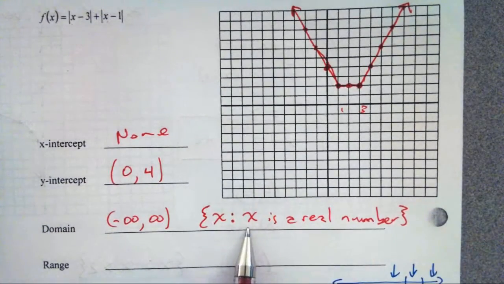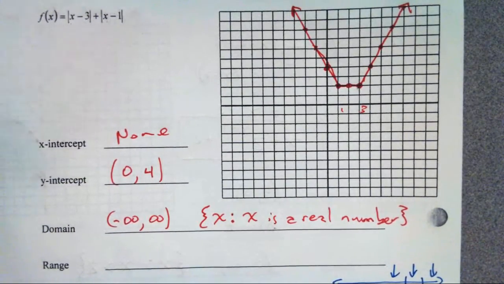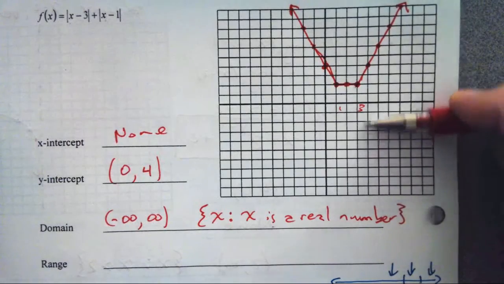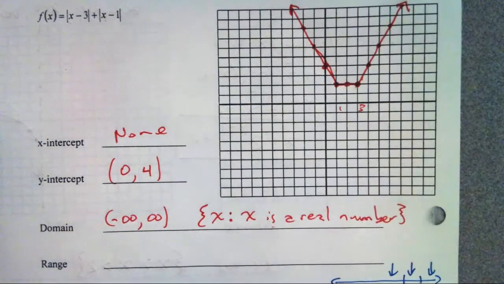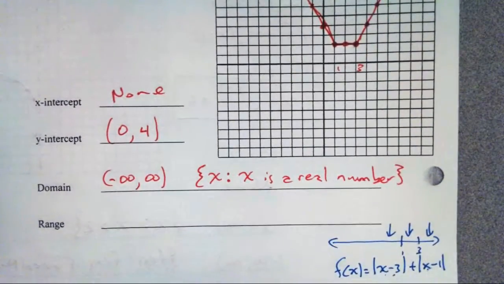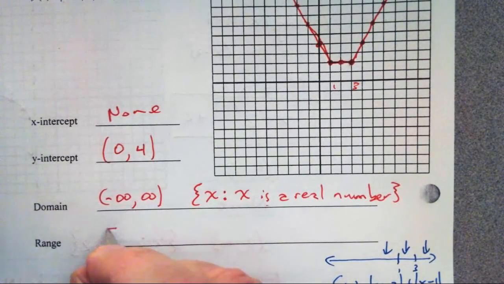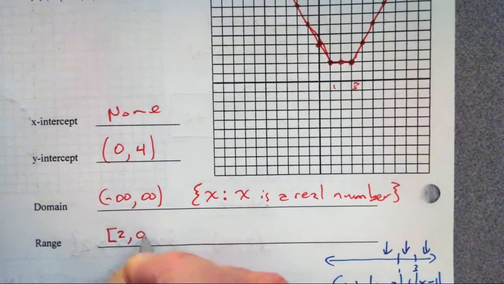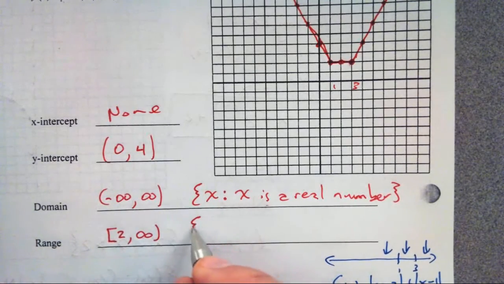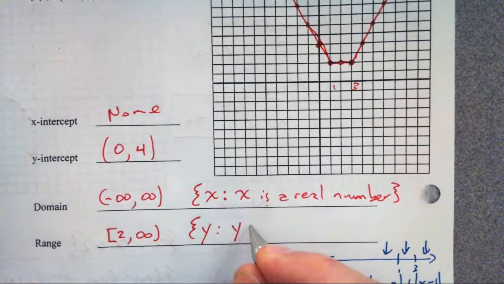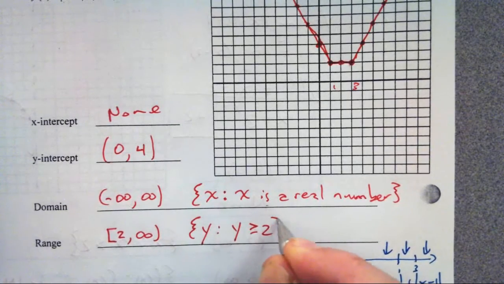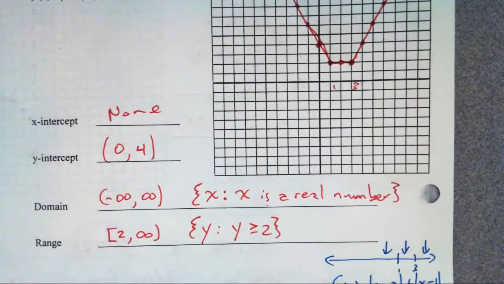You could do negative infinity less than x less than infinity. Our range starts existing at 2 and does exist at 2 and continues up to infinity. So our range starts at 2, including 2, up to infinity, can't get there. The set of all f of x or y such that y is greater than or equal to 2. Again, that could be f of x.